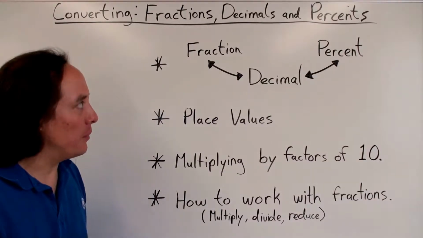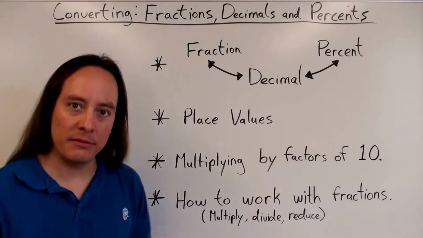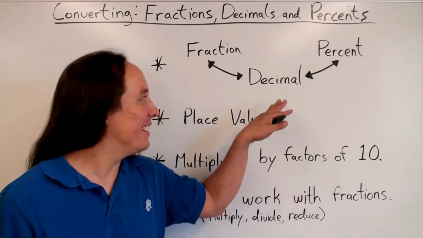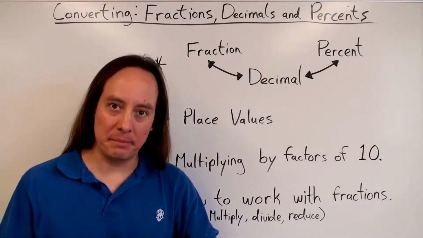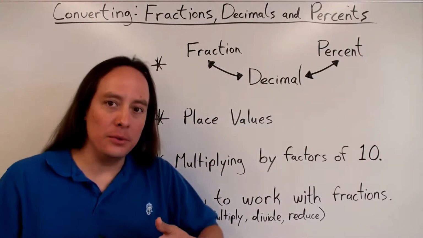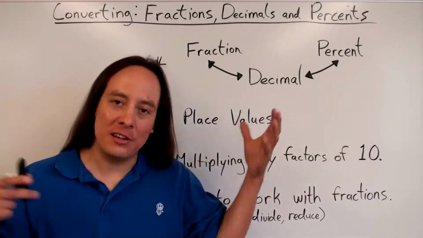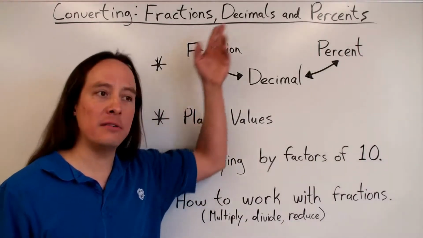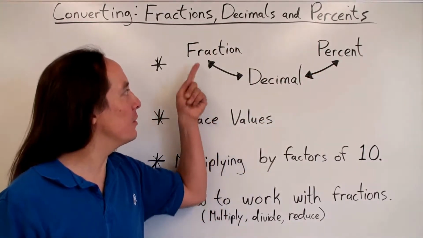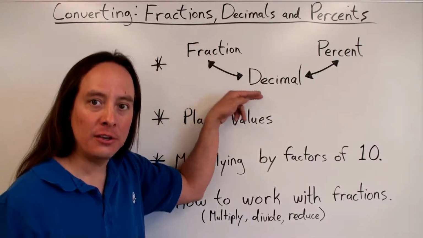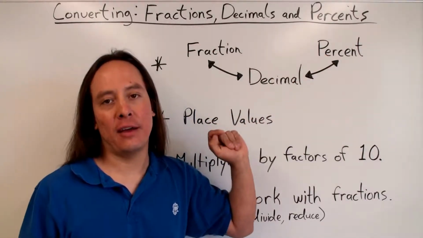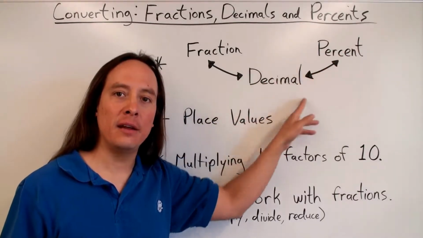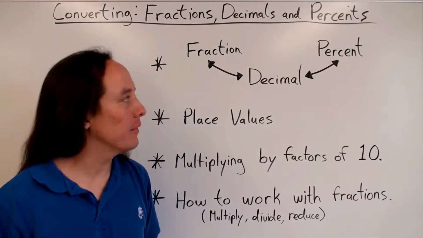I guess the first thing to start with is how to visualize this conversion process. This is how I have it set up in my mind: the decimal is kind of in the middle. It's kind of the glue that holds the fraction and the percent together. So, for example, if they gave me a fraction and they wanted me to convert it to a percent, I need to convert the fraction first to a decimal, and then I can get to the percent, okay? And vice versa, if I was going from a percent to a fraction, I got to go from percent to decimal to the fraction, okay?